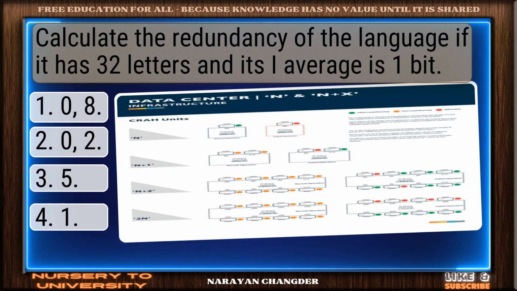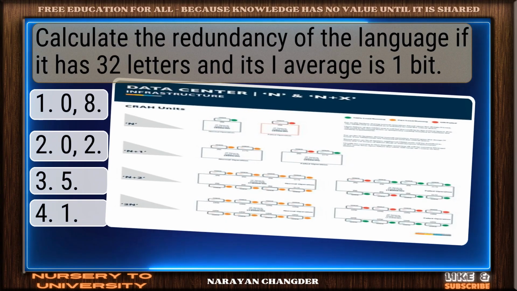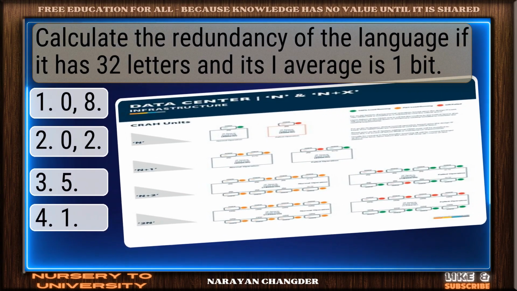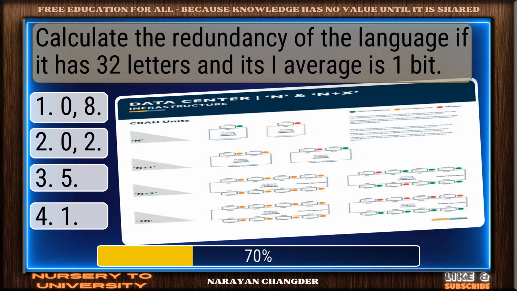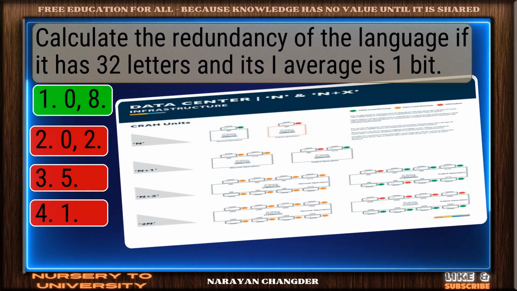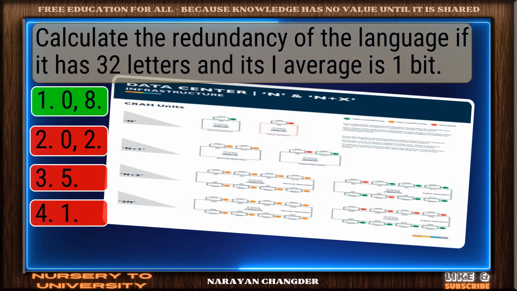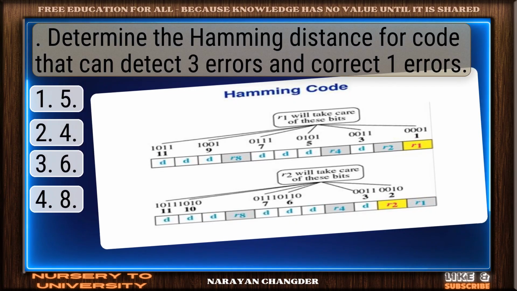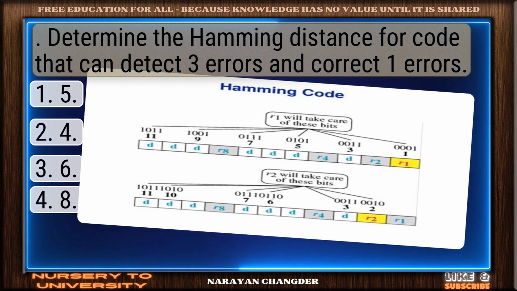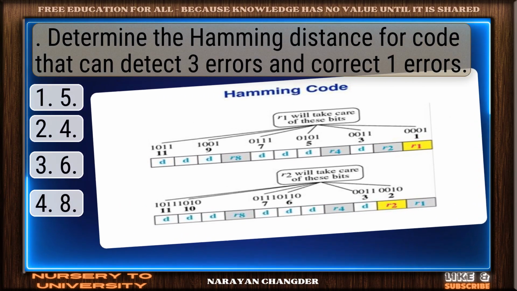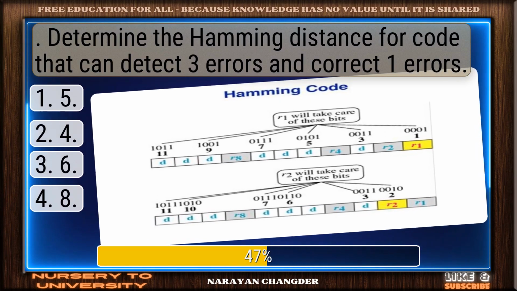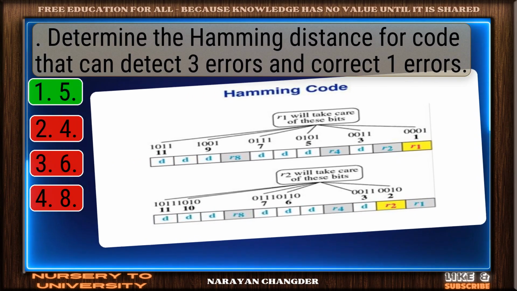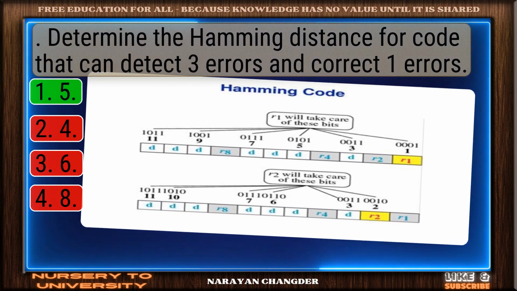Calculate the redundancy of the language if it has 32 letters and its average information is 1 bit. Great job. 0.8 is the accurate answer. Determine the Hamming distance for code that can detect 3 errors and correct 1 error. Sharp thinking. 5 is the right choice.